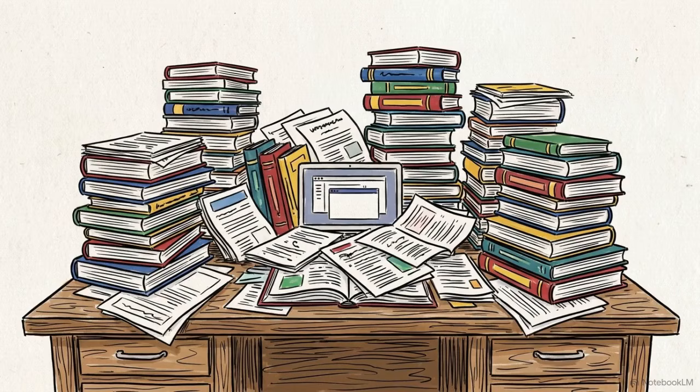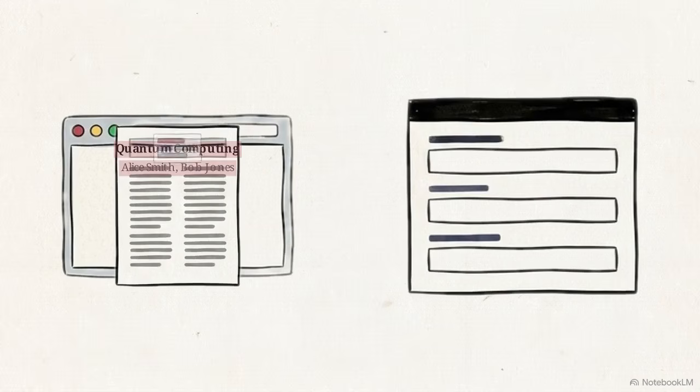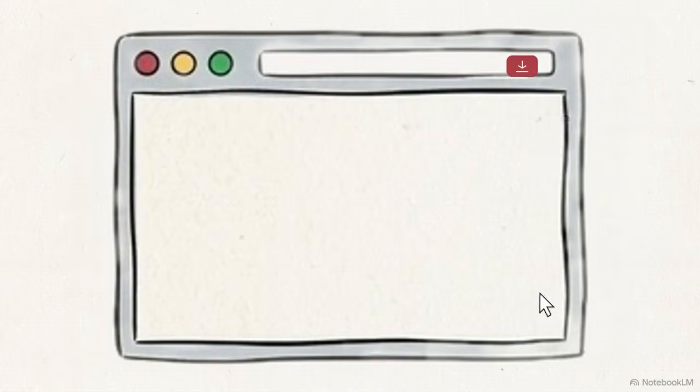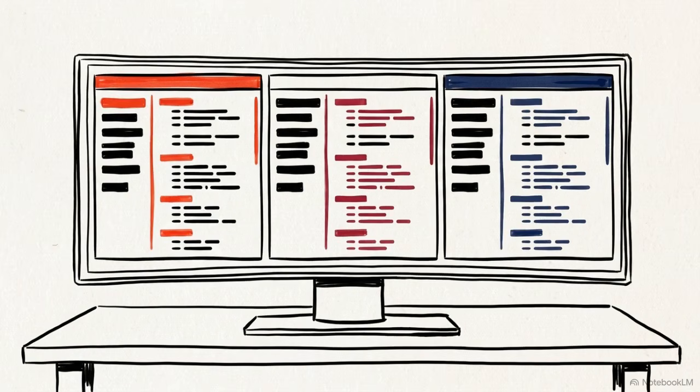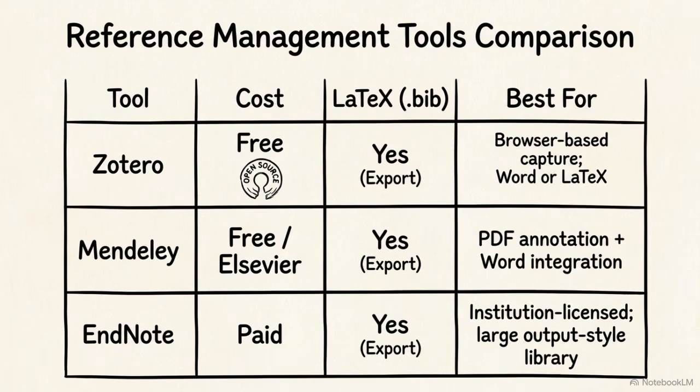Writing a thesis requires managing hundreds of individual sources. Reference managers automate this process by pulling metadata directly from publishers, ensuring you never have to manually type out an author's name or a journal title. For most postgraduate researchers, the choice of software usually comes down to one of three tools: Zotero, Mendeley, or EndNote.